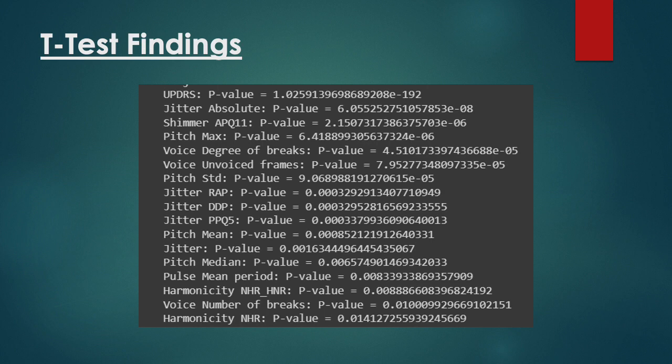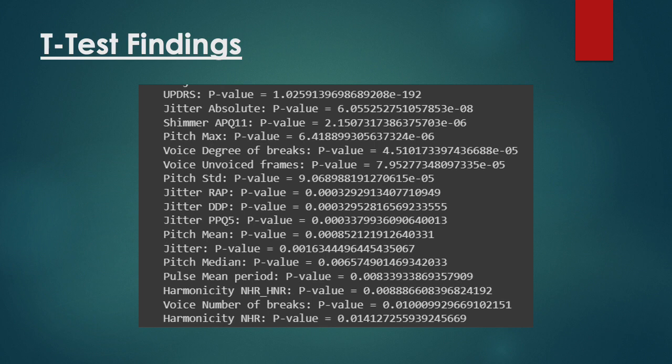APQ11. Another voice feature, Shimmer APQ11, also exhibits a notable difference between the PD and non-PD groups, like jitter absolute. This suggests that this measure of voice amplitude variation could be relevant in detecting Parkinson's disease presence. Overall, these t-test findings provide robust evidence on which voice features are more promising in differentiating between individuals with and without Parkinson's disease.